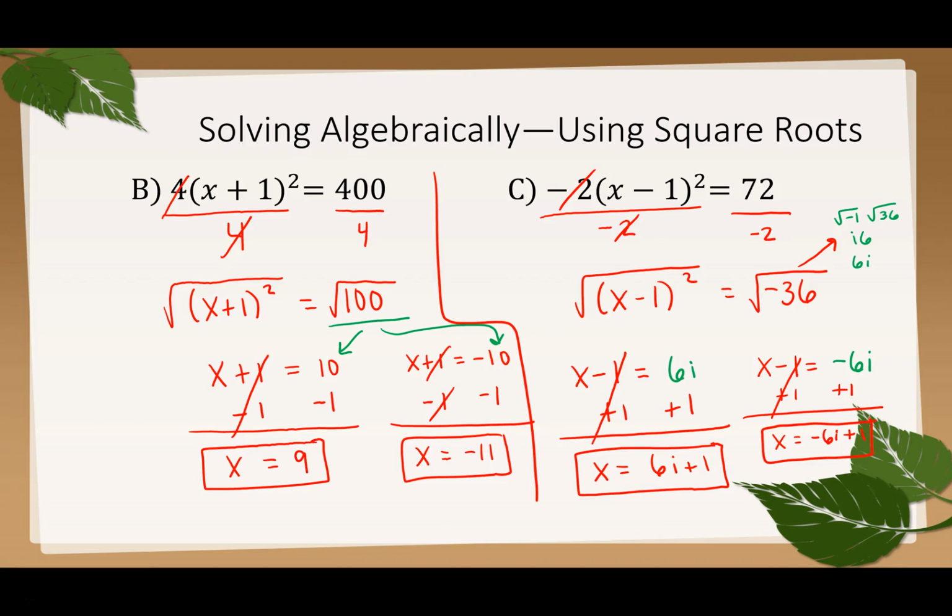Now what's so cool about doing it this method is that we actually have two, we would call them non-real solutions. So if you were to actually graph this problem, you would see that it never crosses the x-axis. So there are no real solutions to this problem, but there are two non-real solutions, and we have them here.